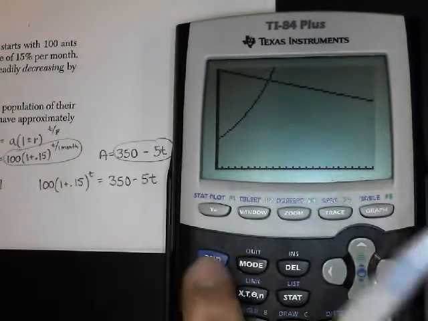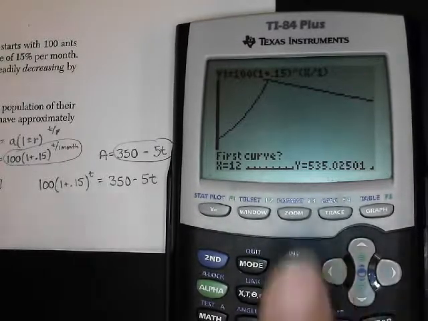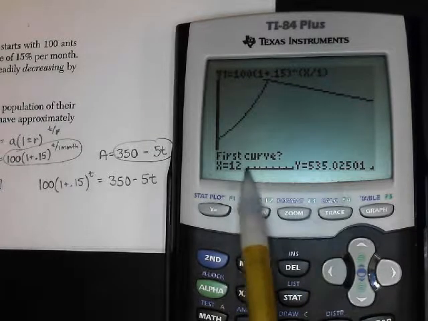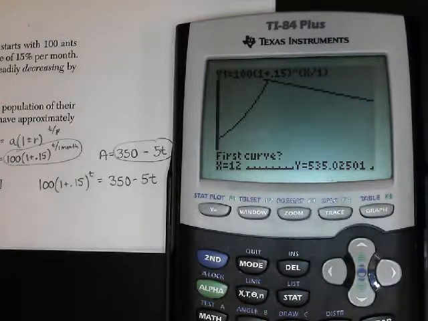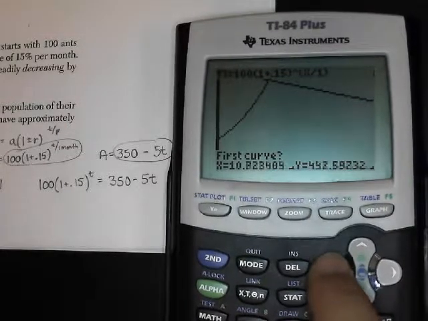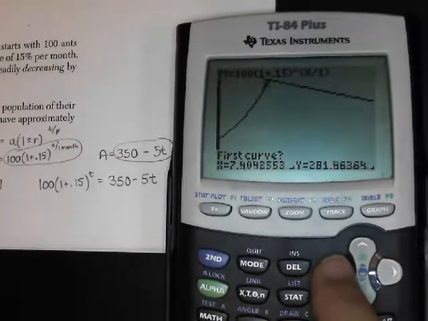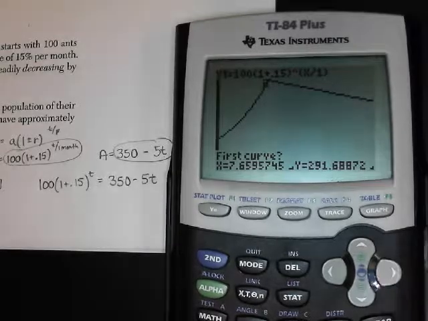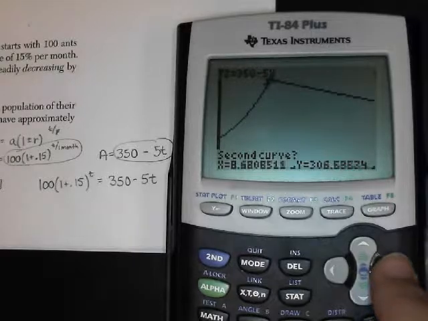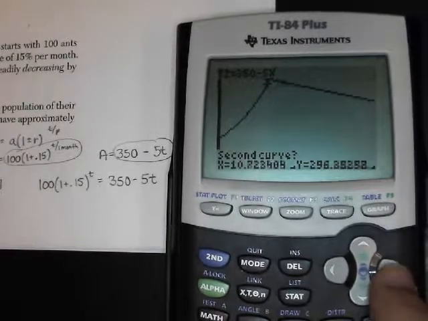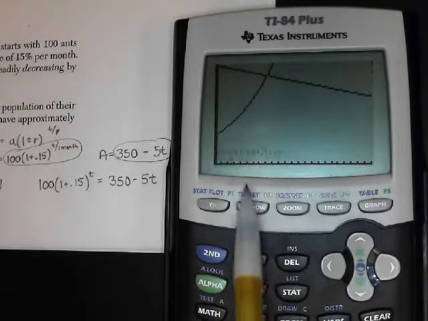So second trace, option 5, intersect. First curve: right now my cursor is at 12, 535, and it's on the first curve I typed in, so it's on this exponential. So I'm going to scroll left till I see my cursor. There it is. Okay, so get that near the point of intersection, hit enter. And then my cursor comes up on my second curve, my line, so if I scroll left and right, you'll see it tracing along the line. Again, bring that to the point of intersection, enter, enter, and 8.